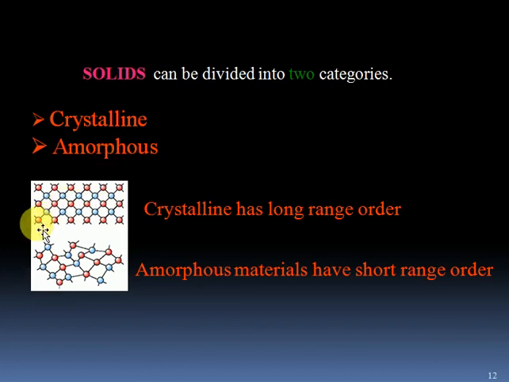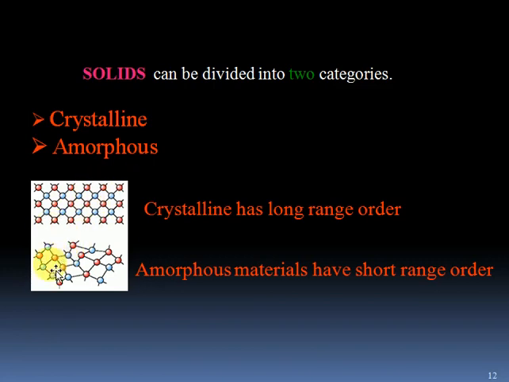We can see very clearly that in the crystalline solid there is long range order. Long range order means we can see a proper arrangement. The red color atoms are present here, here blue color atoms are there, and again red color atoms are there. You can see them on the line itself. You can label this line also.